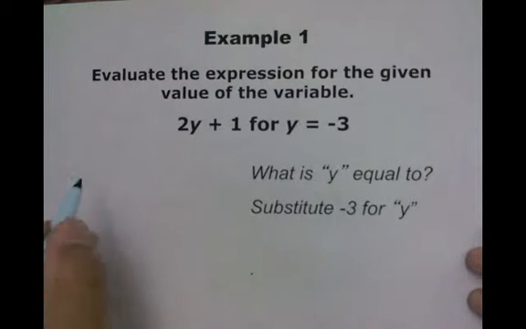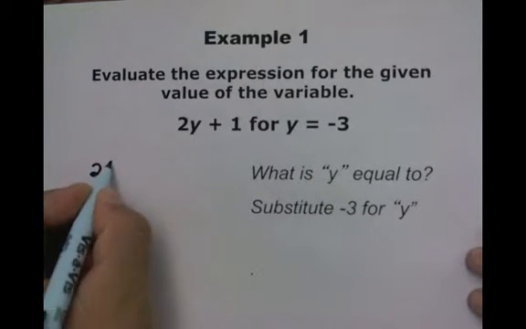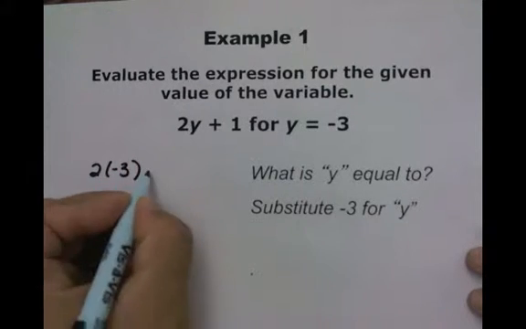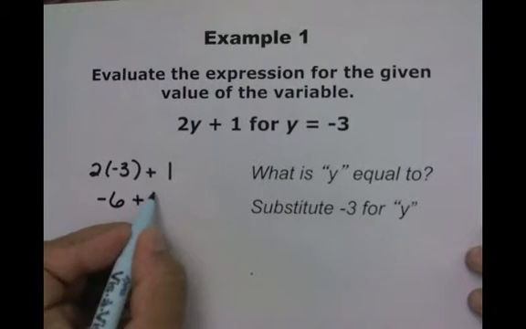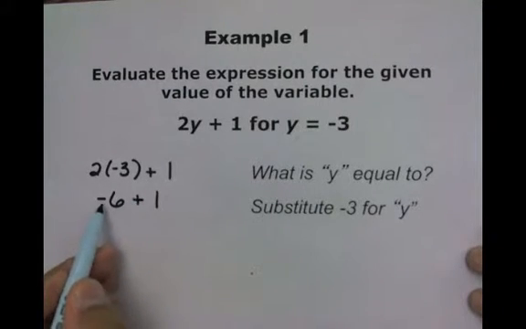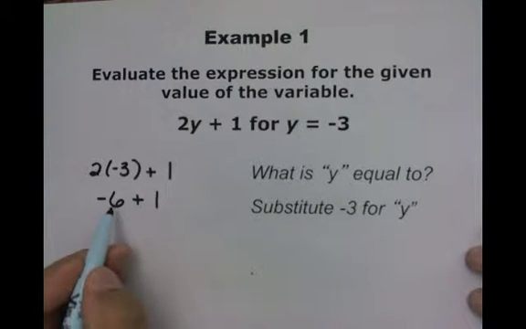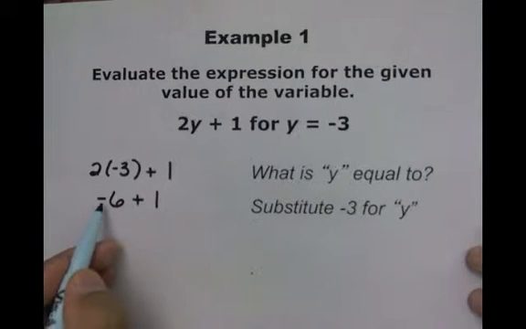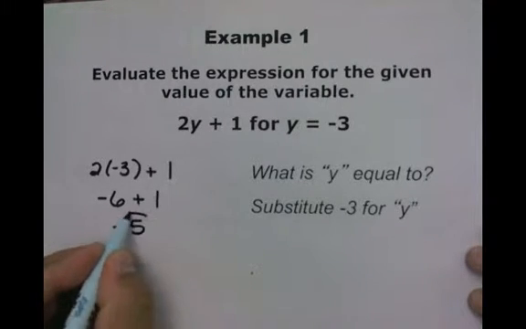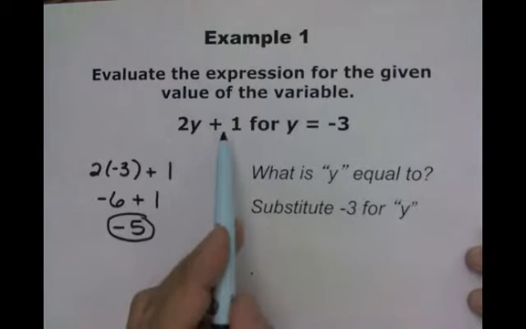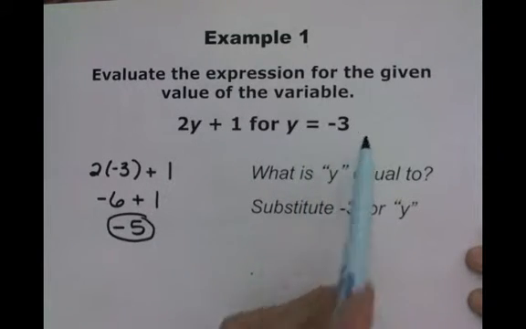2y means 2 times y, so I'm going to rewrite that. 2 times negative 3 plus 1. Order of operations says we have to multiply first, so 2 times negative 3 is negative 6 plus 1. The signs are different, so we subtract. 6 minus 1 is 5, but we have to keep the sign of the larger number, so it's going to be a negative, and we get negative 5. So 2y plus 1, where y equals negative 3, is equal to negative 5.